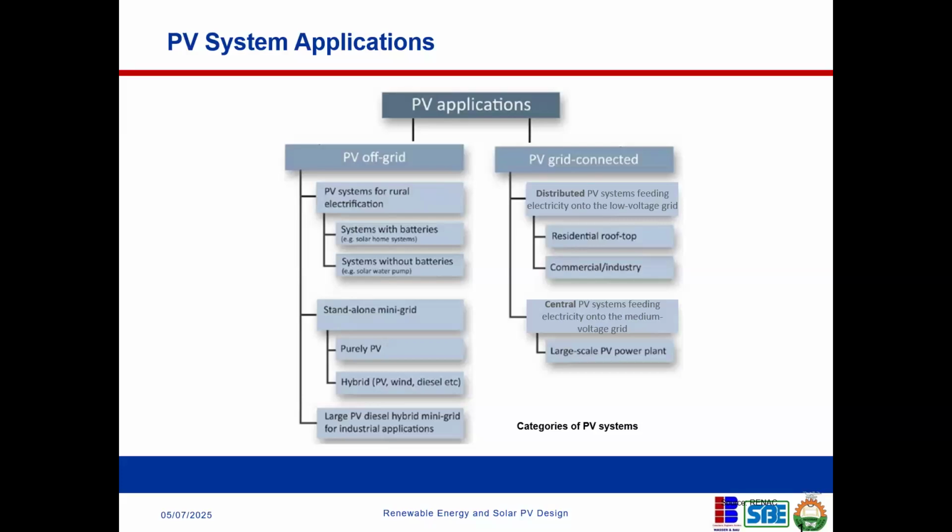So we also have the large PV diesel hybrid mini grid for industrial applications. This is typical for some industries. So there's a brewery in Ibadan, I think Nigerian Brewery in Ibadan, that has about 600 or 700 kilowatt peak installed solar system. I can't remember exactly the capacity, but the point is it's a hybrid industrial system where they combine the energy that is coming from the solar system with the grid, okay?